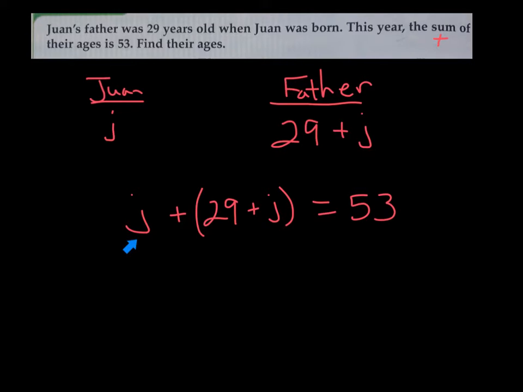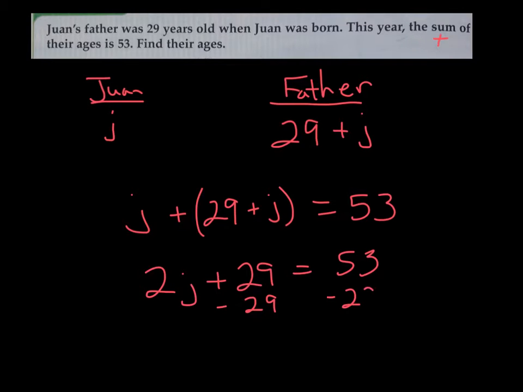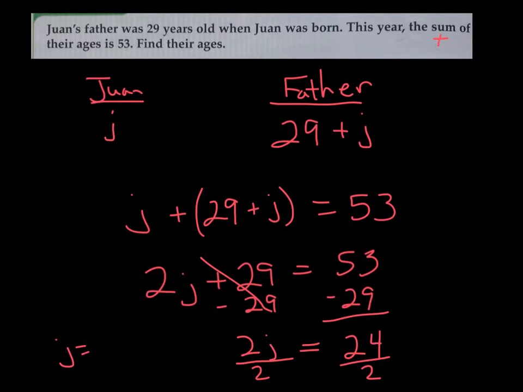Now I see I have like terms. There's a J here and a J here, and I add those 2 together. That would give me 2J plus 29 equals 53. And I know step 1 is to get rid of anything not attached to the variable. So I subtract 29 from both sides. That will cancel out. This gives me 24. And left over here is 2J. Now I divide both sides by 2. Okay. Now J equals 12.